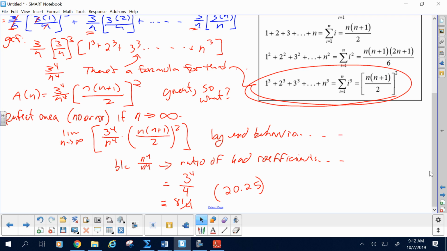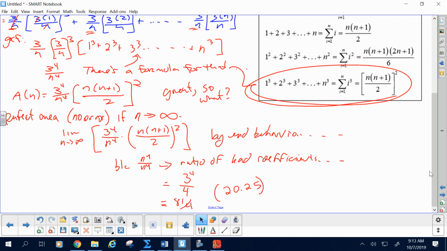Are you with me? Look up at the table, please. In B, as you added rectangles, what did the area approach? For B, as we put more and more into our calculator. 20.25. I hope you're approaching something like 20.25. That is no error. That is perfect area. The area. You good? Okay.